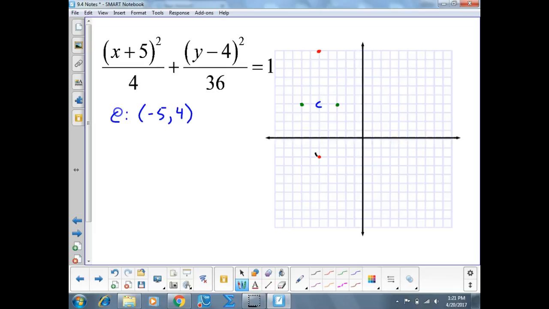Draw. Oops, I missed. Draw it in. Do you know when to go left or when to go right? Under X, go left and right. Under Y, go up and down. Okay. All right. Foci.